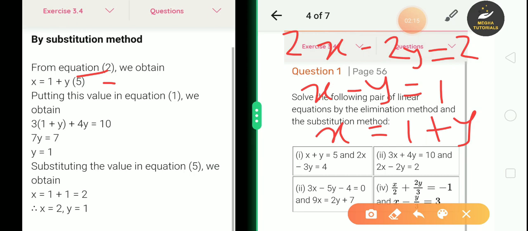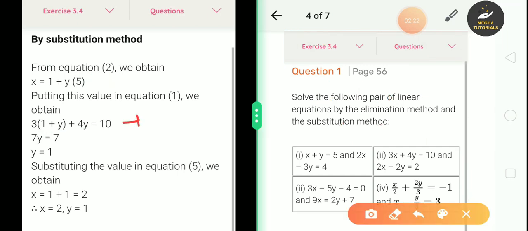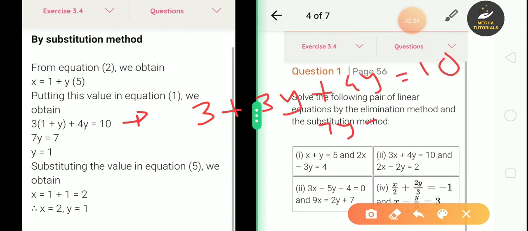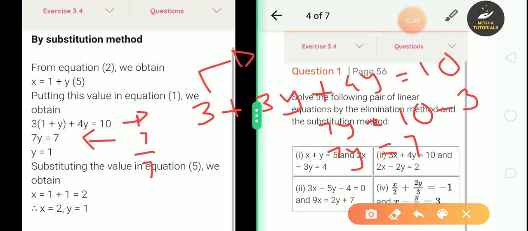So we get 3 into 1 plus y, plus 4y is equal to 10. Open this bracket. So 3 into 1 is 3, plus 3y plus 4y is equal to 10. So 7y is equal to 10 minus 3. This 3 will transpose to the right hand side. So 7y is equal to 7, which is this step. Then y is equal to 7 upon 7 using transposition. Therefore we got y is equal to 1.